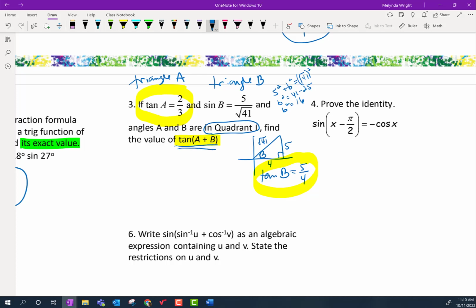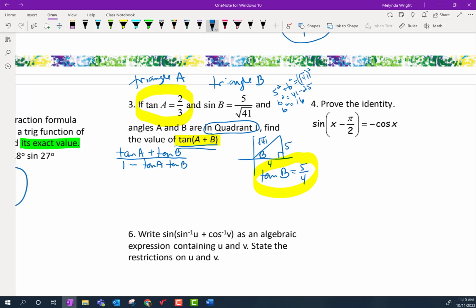Tangent of A plus B. So let's do that formula. I'm just going to write the formula out if you remember. It's tangent A plus tangent B over 1, and what's the sign going to be? It's going to be opposite, right? Minus tangent A times tangent B.